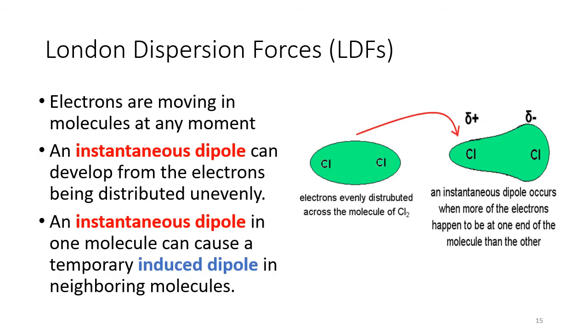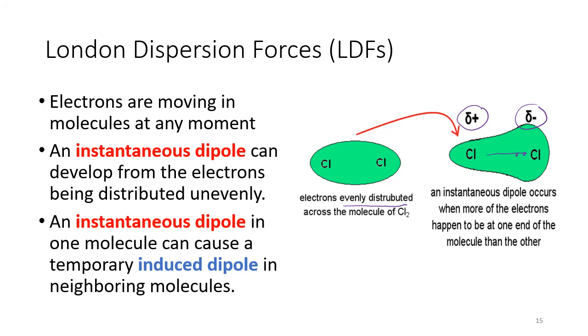Electrons are moving within our chlorine molecule, and if at any one moment the electrons shift from being evenly distributed to moving to one side of the molecule, an instantaneous dipole can form. Since it is a nonpolar molecule, it doesn't have a permanent dipole moment, but if the electrons become unevenly distributed, this instantaneous or fleeting dipole moment can develop. One chlorine can develop a partial positive end, and the other chlorine can develop a partial negative end, where more of the electrons just happen to shift to at any moment in time.